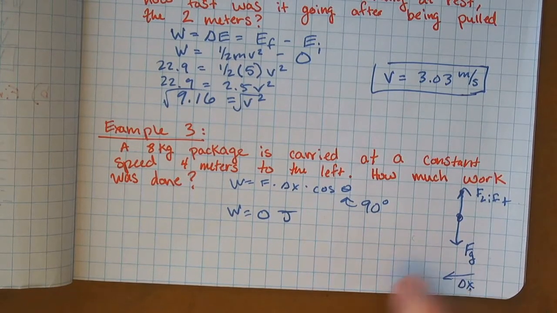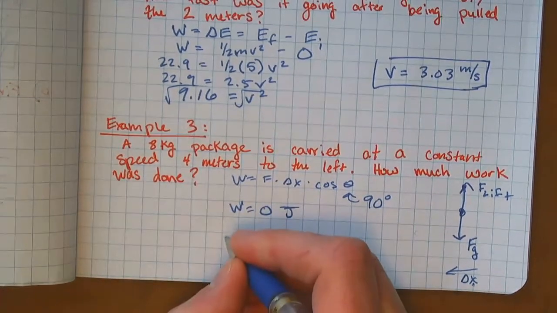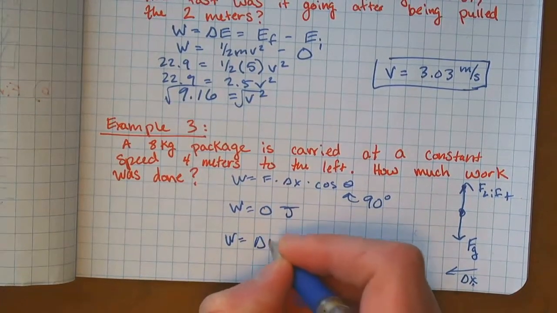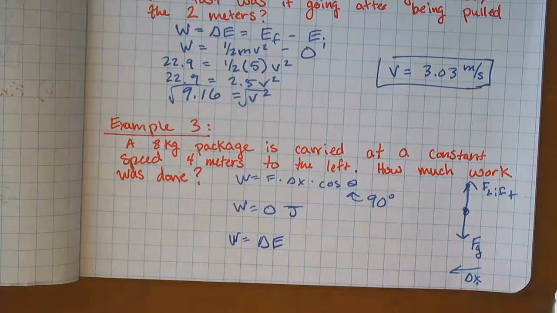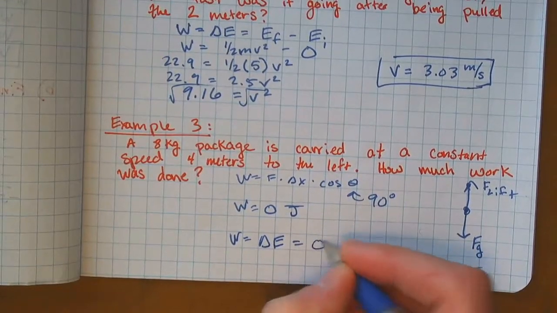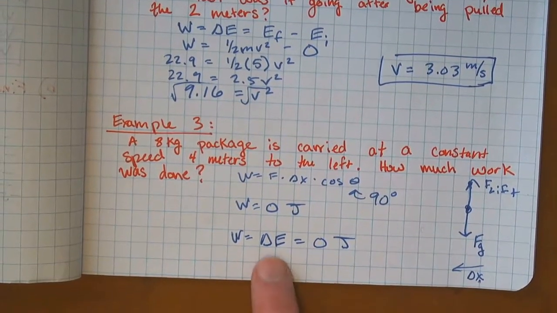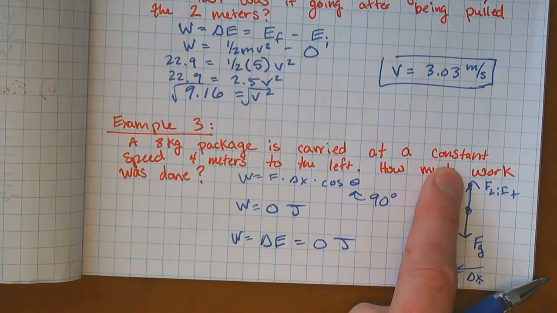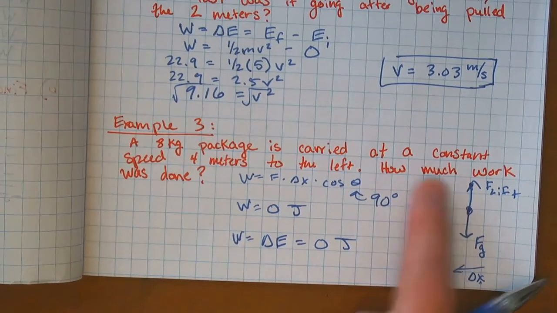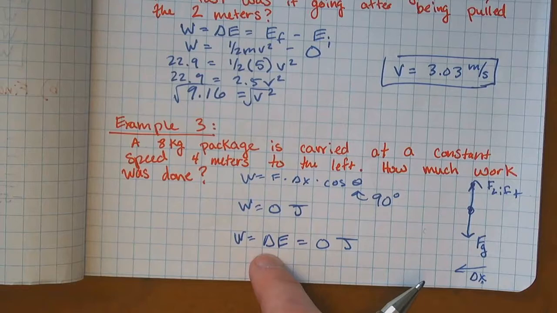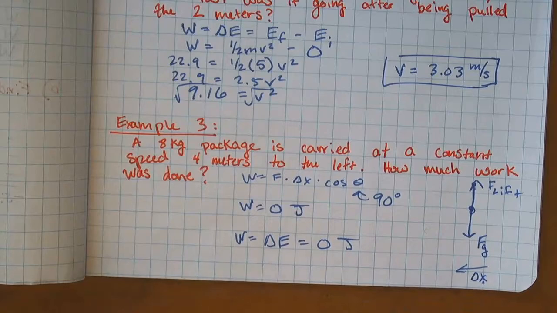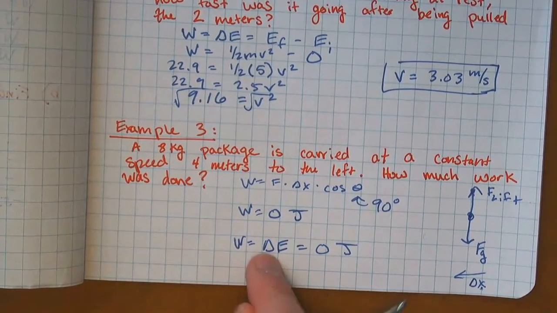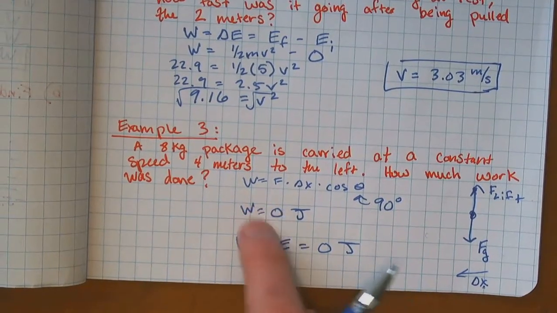The other way to look at it is that work is also equal to change in energy. Well, we haven't actually changed our energy at all. We didn't change the kinetic energy because it goes at a constant speed, so we didn't increase or decrease that. We didn't change the gravitational energy because we didn't lift it up or lower it down. And we didn't change the elastic energy because there's no elastic energy in this situation. There's no spring. So the work is zero.